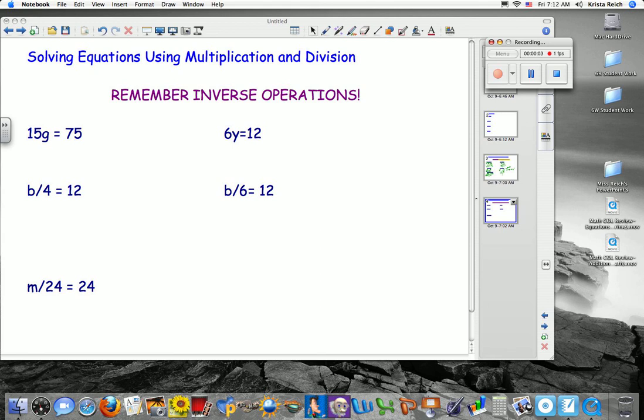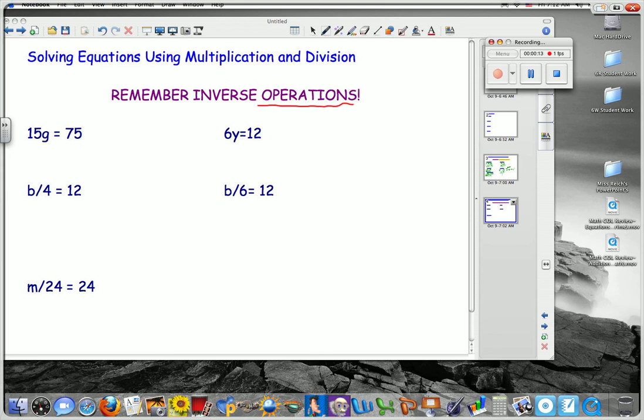Finally here we have solving equations using multiplication and division as our inverses. Remember the inverse operations. Nothing has changed. Okay, we're still using the opposite operation. So in our first example here, drawing my line, 15 times g equals 75. In other words, what times 15 is going to give me 75? Well, to figure that out, I've got to do some work.